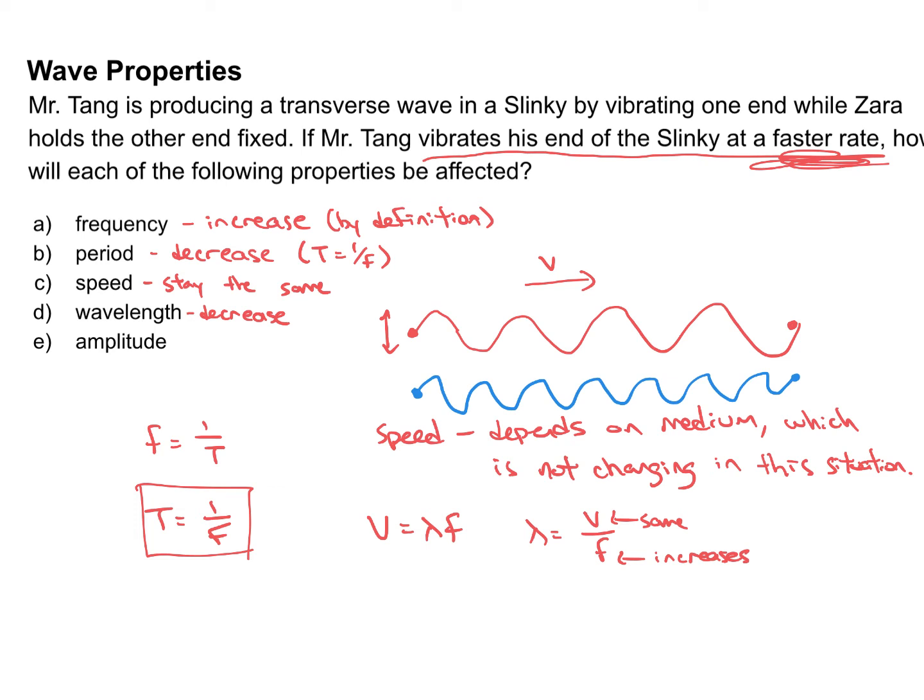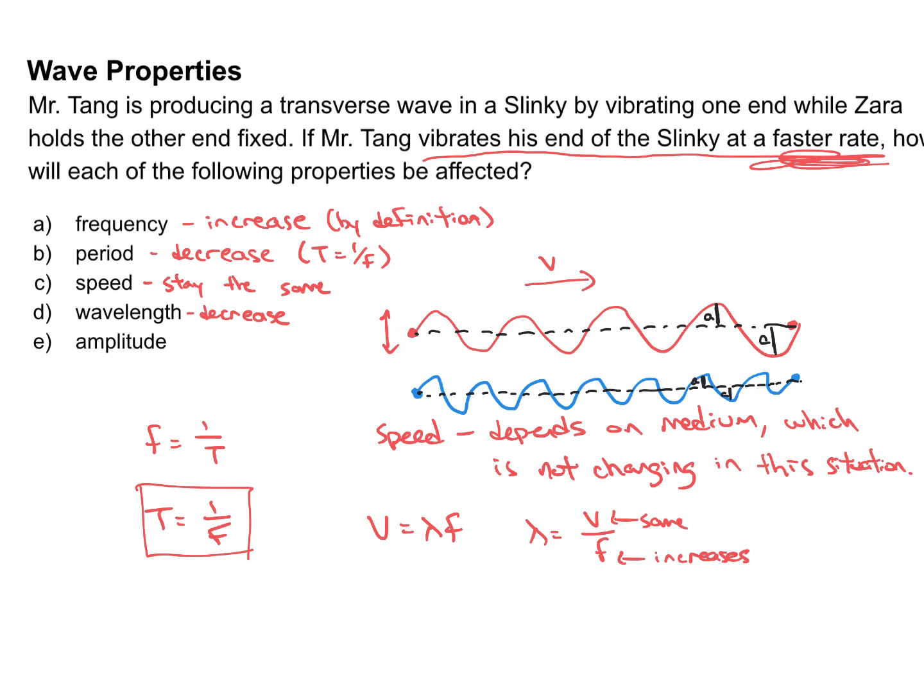Okay, and finally, the amplitude. The amplitude represents how far away from the equilibrium the maximum movement of the slinky would be. So however much that is would be the amplitude, or on the other side, however much that is the amplitude. The same with my new wave. However much this is the amplitude, or that.